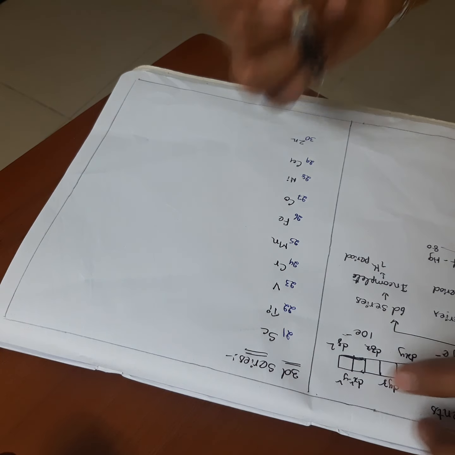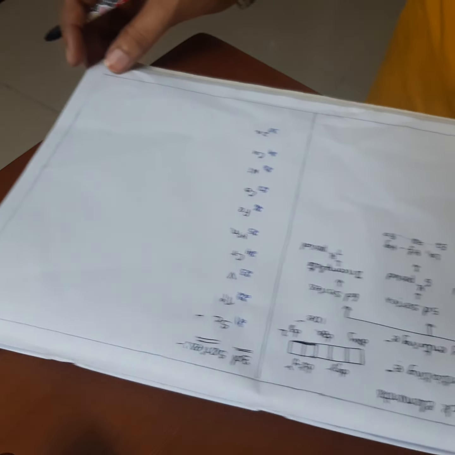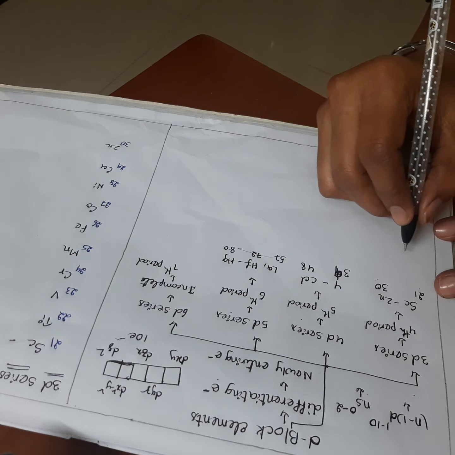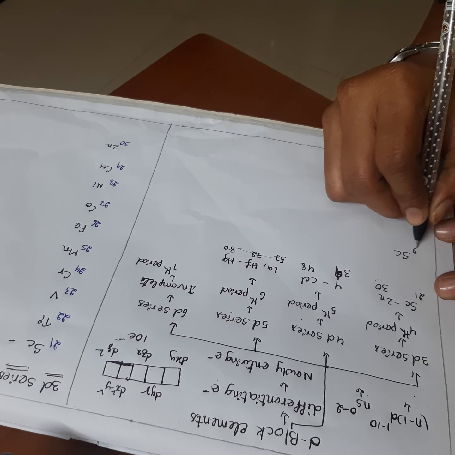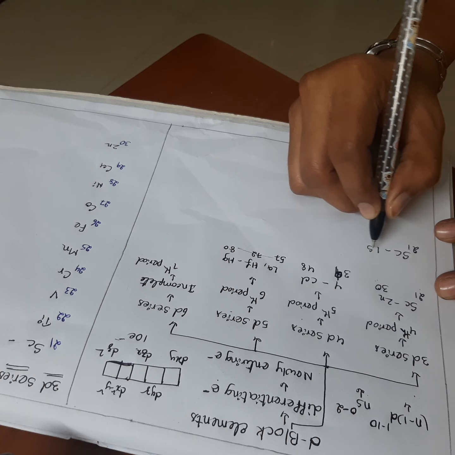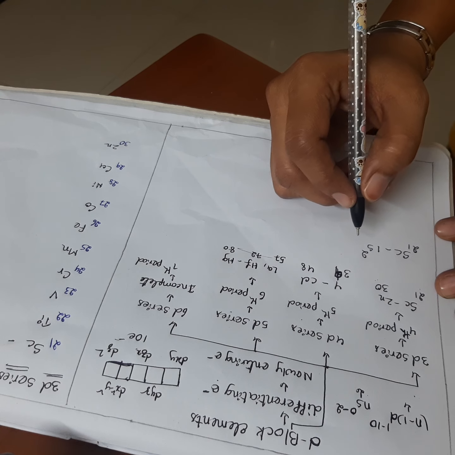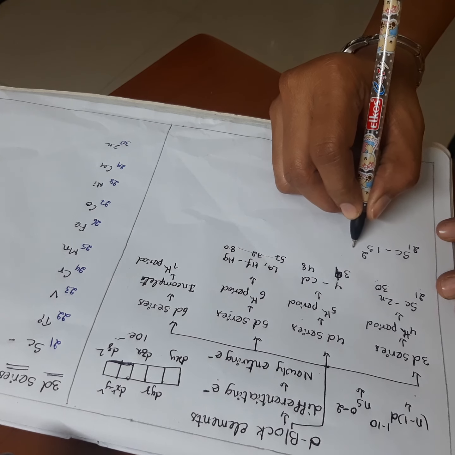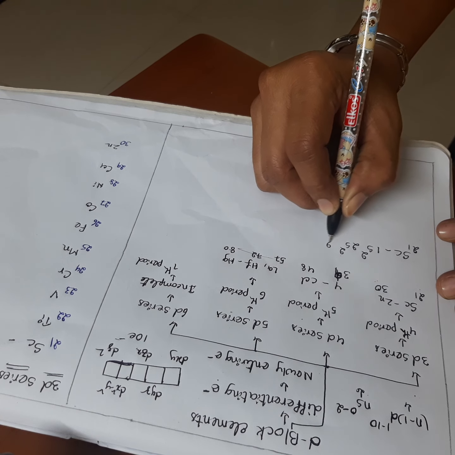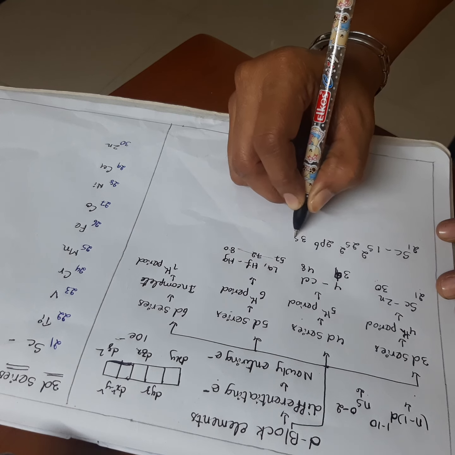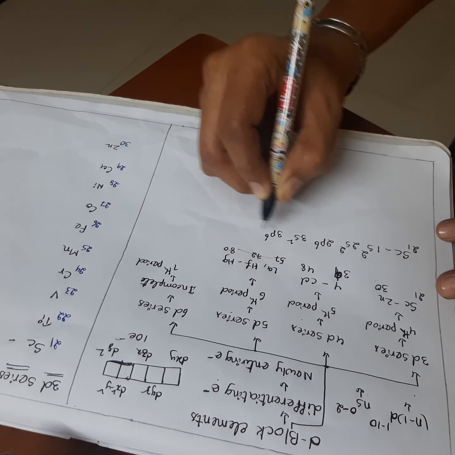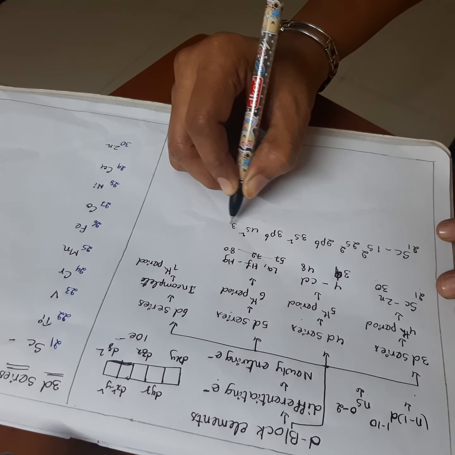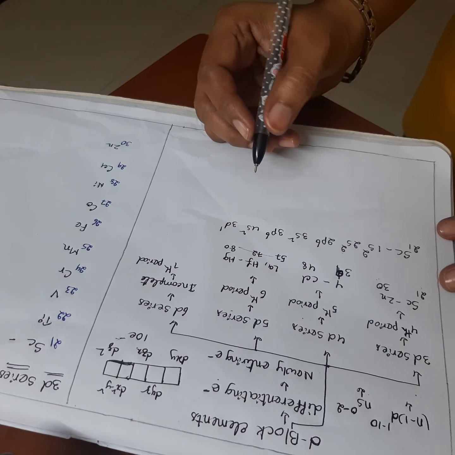Now let us see how we can write the electronic configuration for scandium. The atomic number of scandium is 21. With the help of a molecular diagram, we can write the electronic configuration: 1s2, 2s2, 2p6, 3s2, 3p6, 4s2, 3d1. This is the electronic configuration of scandium.